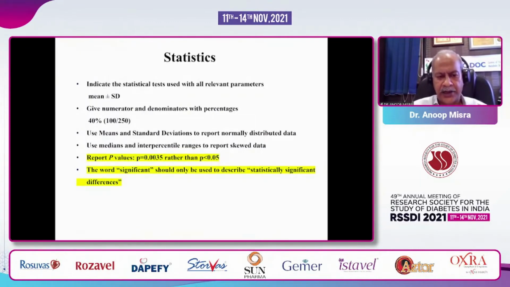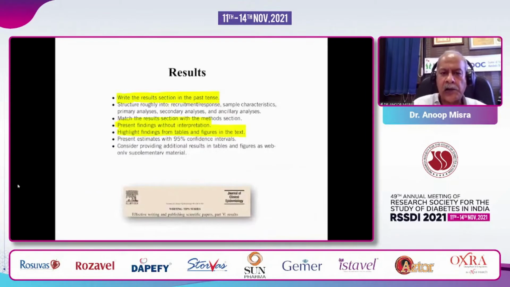Now, statistics, I'm not going to detail. That itself is one separate lecture, but the p-value has to be described in detail, not just p is equal to 0.05, or less than 0.05, but is equal to 0.0035, and significant should only be used to describe statistically significant differences. Write all the results in the past tense. Match the results section with methods, so there is no discrepancy. Present findings without interpretation. Don't interpret your results in the results section, and highlight findings from tables and text and do not write them again.